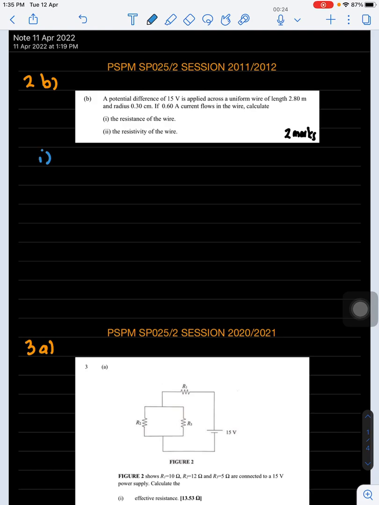So you use Ohm's law, V equals IR, where V equals 15 volt and R we want to find. So R is equal to 25 ohms. The second question is asking about the resistivity of the wire. So the formula of the resistivity of the wire is rho equals RA over length.